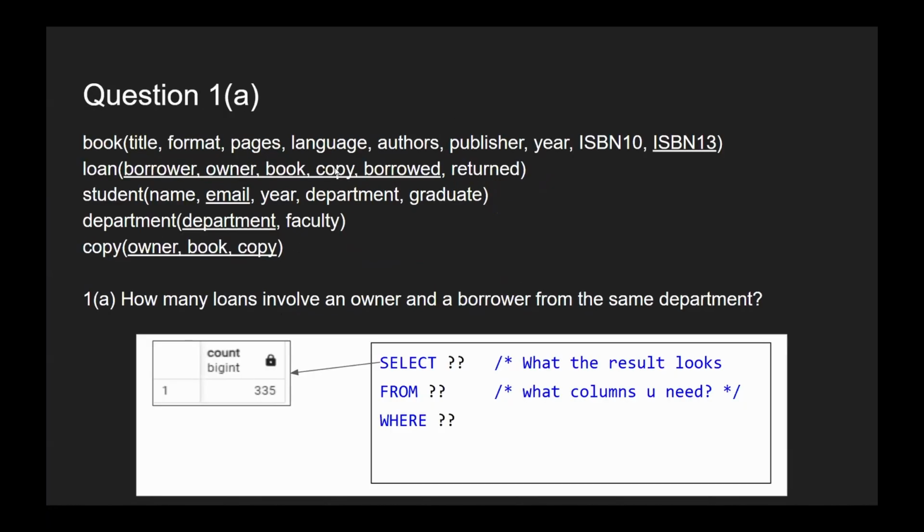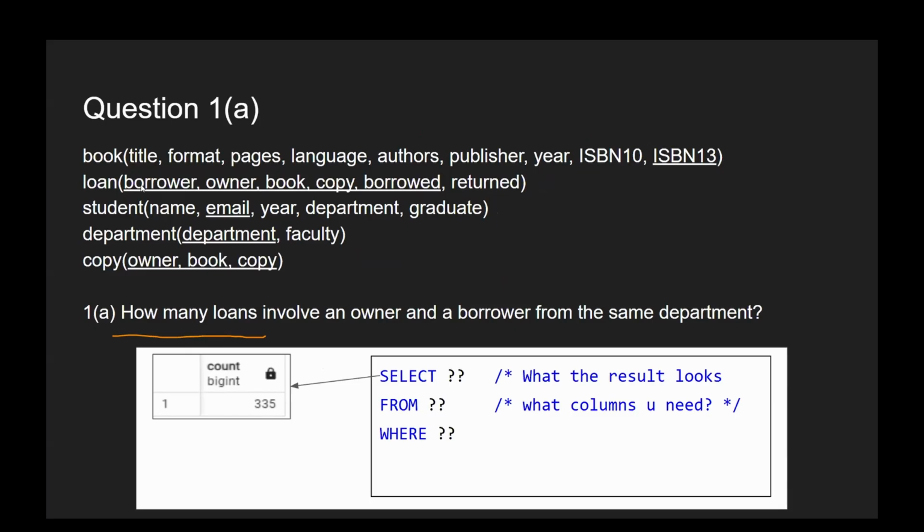Question 1A. How many loans involve an owner and a borrower from the same department? Personally, I like to think about what the result actually looks like. From this question, I know that the result would be a single number, a single digit, which looks like this here. So the answer is this.